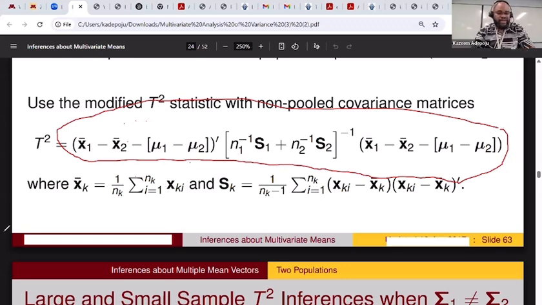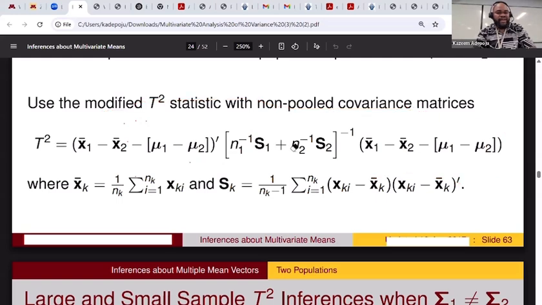That is the t-squared. That was why I call that the t-square statistic with non-pooled covariance matrices. We don't pool covariance matrices if there's an assumption that they are not the same. We only pool them if there's an assumption that they are the same. Is there any question? Okay, now, you see that?